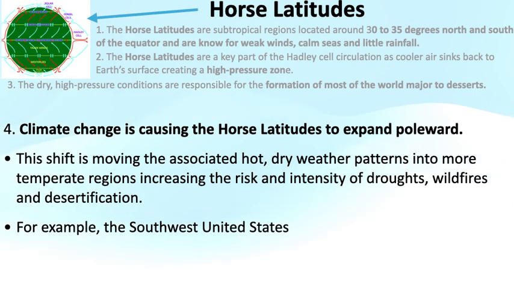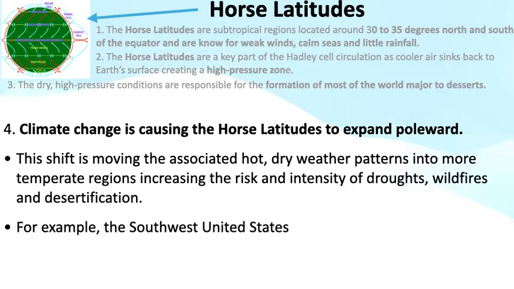Climate change is causing, though, the horse latitudes to expand poleward. This shift is moving the associated high dry weather patterns into more temperate regions, increasing the risk and intensity of droughts, wildfires, and desertification. And if you take a look at the southwest United States, you can see that happening, right? I mean, look at the last couple of years, just 2025, how many wildfires we've had within these areas, how much drought there is in these areas.